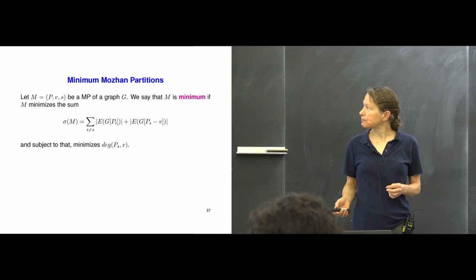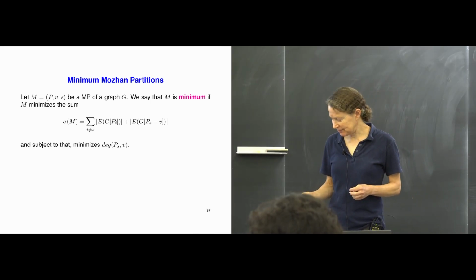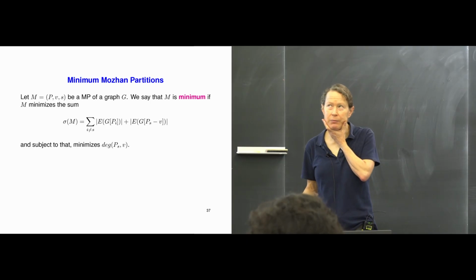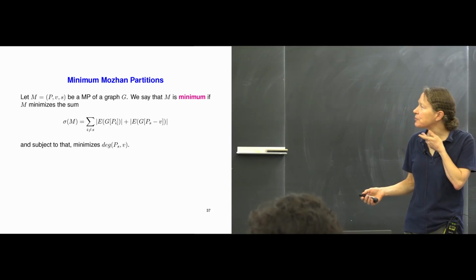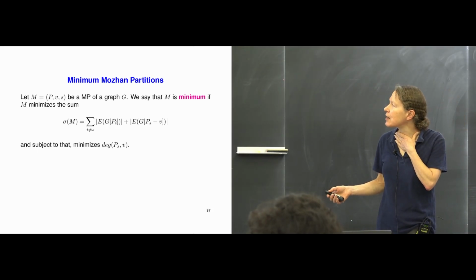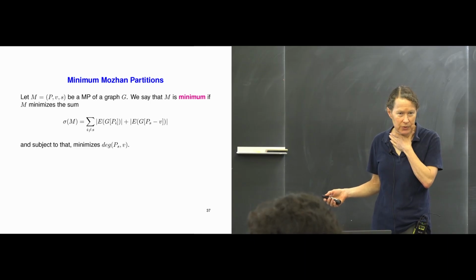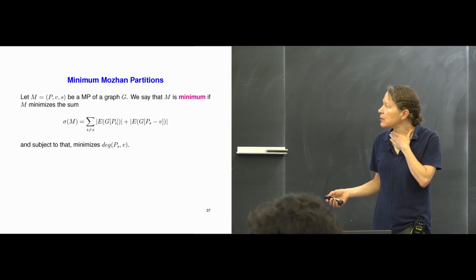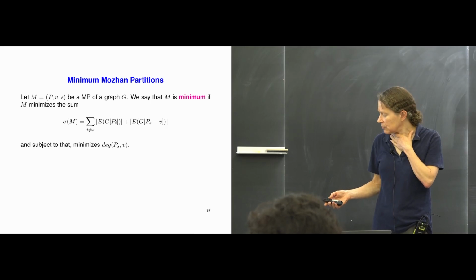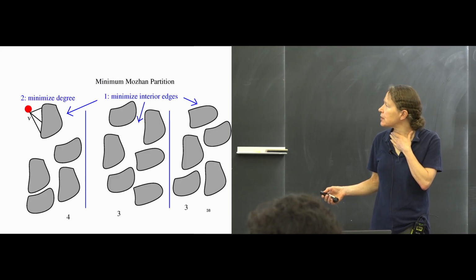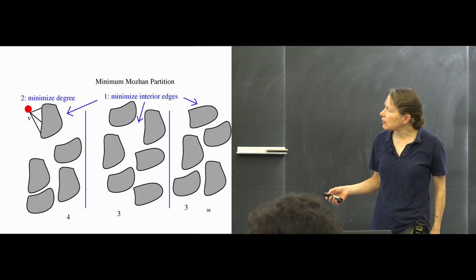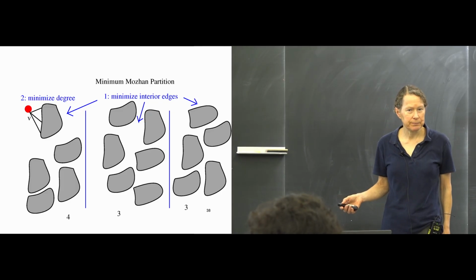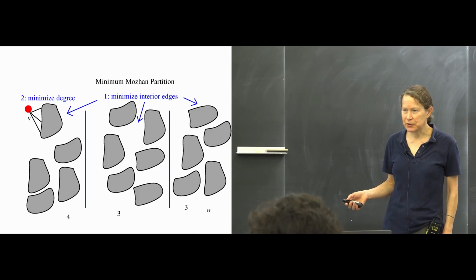Now, let's take some special ones. Minimum Mojan partition. Again, here's an idea from assignment 1 in CO 442, 642: let's choose a Mojan partition that minimizes the number of edges inside the parts, first of all, and then after that minimizes the degree of the special vertex into its own part. Okay, so that's what minimum means. First of all, I minimize the number of interior edges in all of these, just the sum of those, and then I minimize the degree of the special vertex in its own part. So it's a minimum Mojan partition.